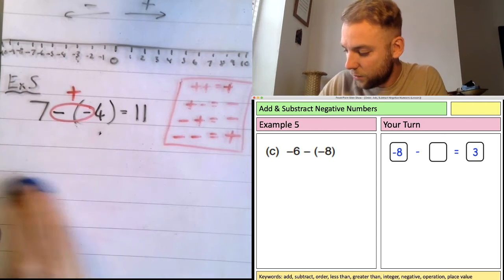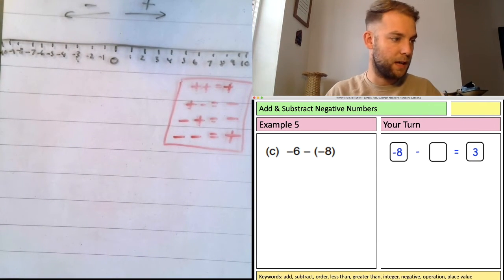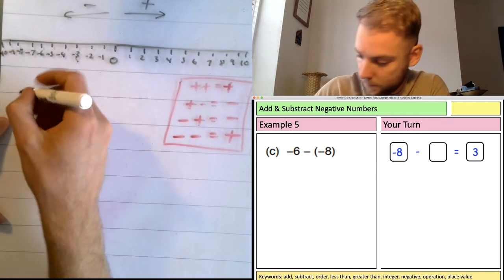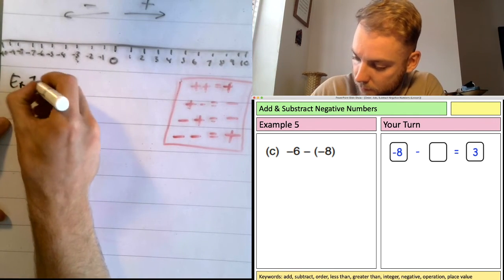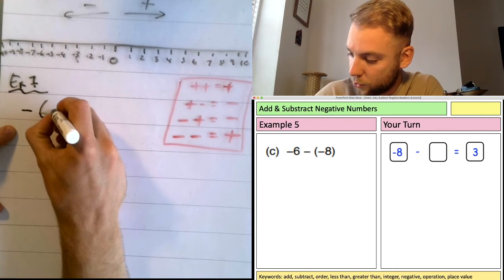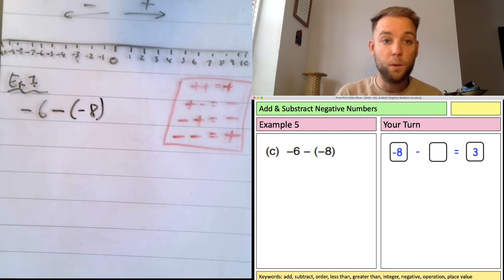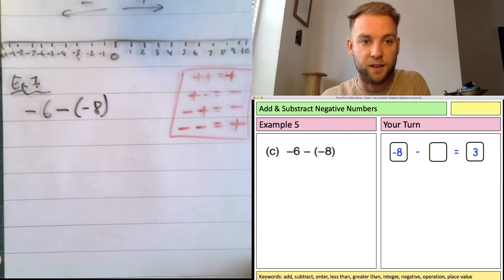Okay, so I've got a couple more here to have a go at. This next one here is example 7. I know it says example 5, don't worry too much about that. I've got negative 6, subtract negative 8. If you want to pause and have a go at that one first yourself, that's fine.